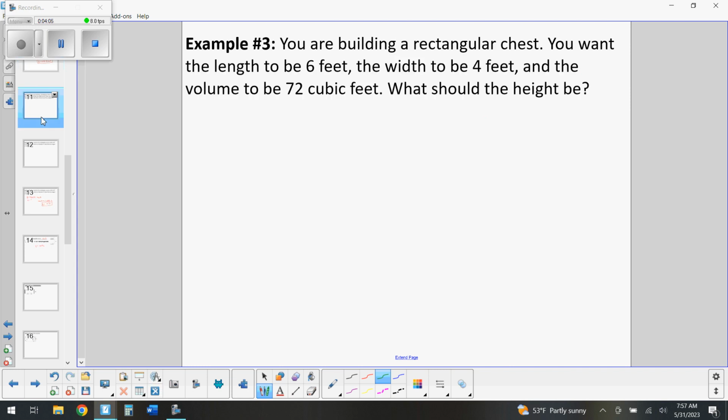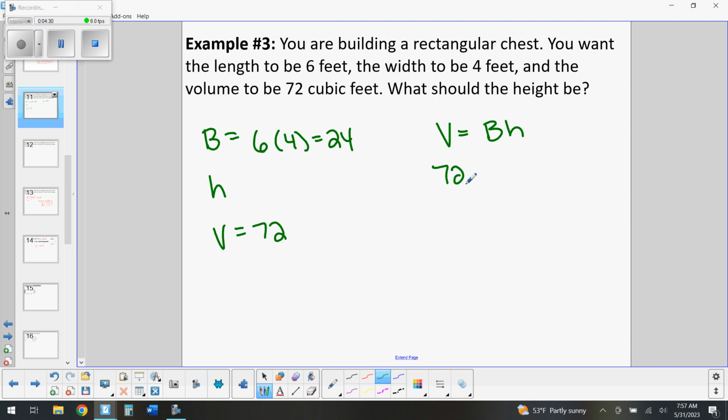So example 3, you are building a rectangular chest. You want the length to be 6 feet and the width to be 4 feet, and the volume to be 72 cubic feet. What should the height be? So if we consider the base to be made up of the 6 and the 4, so length times width is 24, and we don't know the height, but we do know the volume is 72. If I take the formula for volume, plug in 72 for V, 24 for B, and we don't know H, I could divide both sides by 24, and I get 3 is my H, so that would be 3 feet.